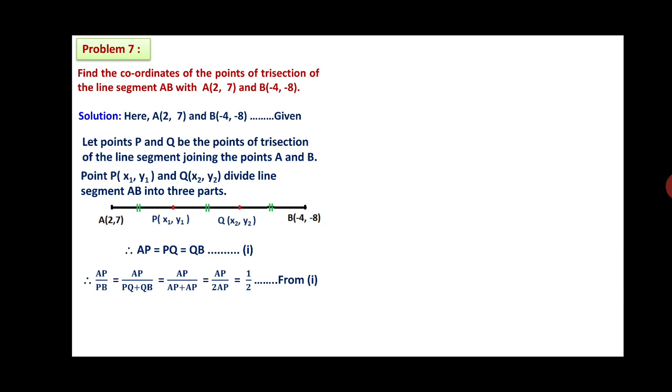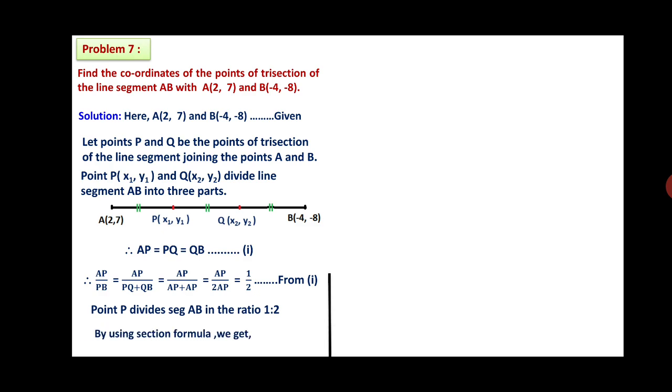Therefore you can replace PQ and QB by AP. Therefore AP upon (AP plus AP). So AP upon 2AP is equal to half. This is equation 1. We have been keeping the values of PQ and QB as AP, and you are getting this ratio AP upon PB as half. Point P is dividing segment AB in the ratio 1:2.